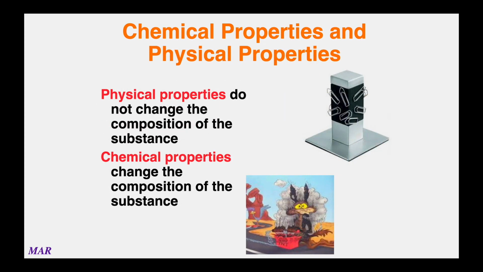Physical properties, again, don't change the composition. Chemical properties do. So in the upper one, you've got a little magnet there attracting paper clips. All right, that's a physical property. You can get the paper clip off, no problem. On the other hand, poor Coyote down there, after being with a Roadrunner, his TNT goes off. I'm amazed he's still there. But anyway, that's obviously a chemical property. You can't take the TNT and get it back to TNT after you've exploded it. It would be all gone. Terrible. Terrible.